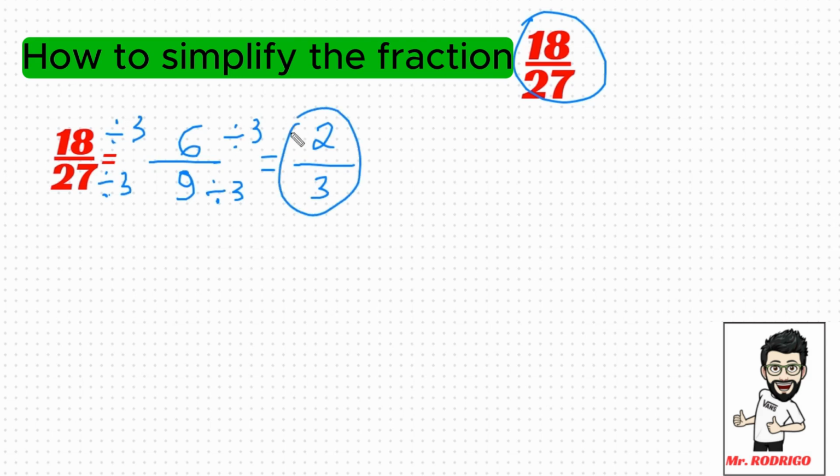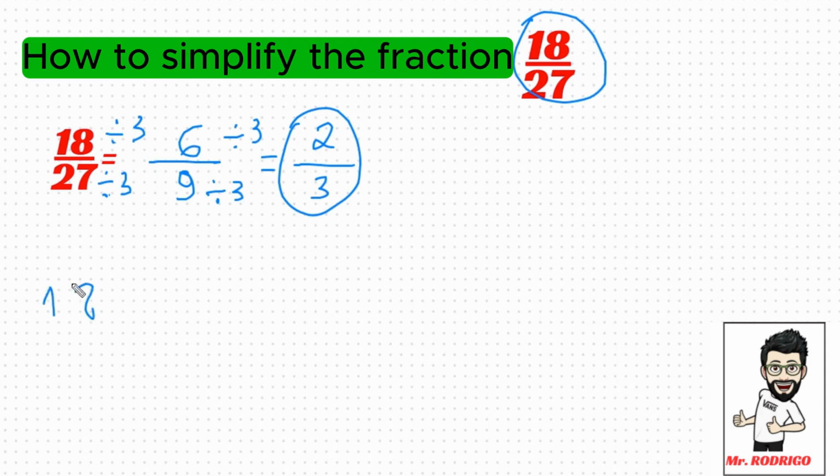We've finished simplifying. So the fraction 2/3 is equivalent to the fraction 18/27. These are fractions that represent the same amount. But we can actually do this simplification in a more direct way.